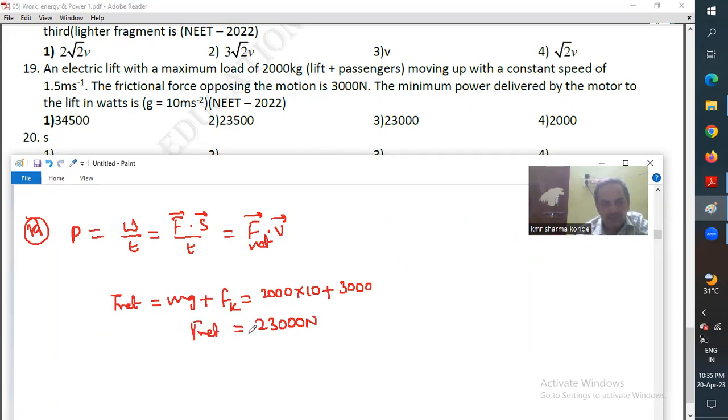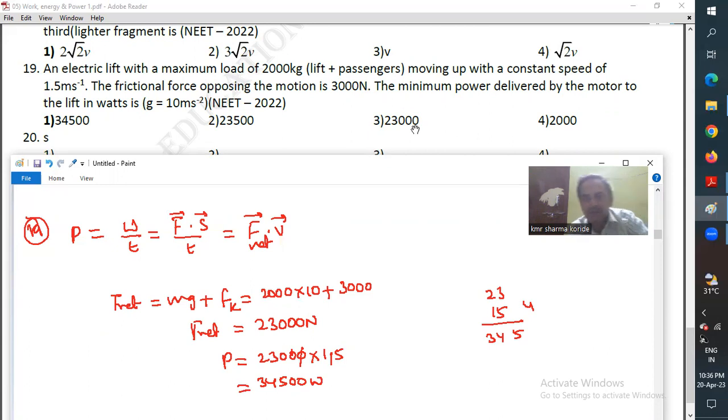Then net force is multiplied with velocity to get power. 23,000 into 1.5. So this is going to be 23 into 1.5. Otherwise, you cancel a 0 and make it 15. So 15 threes are 45, 15 twos are 30, 34. So 34,500. Power is measured in watts.